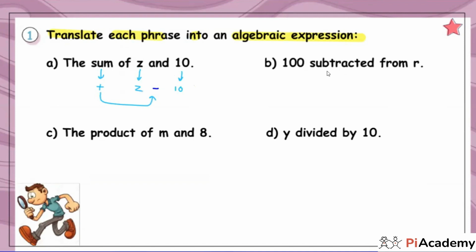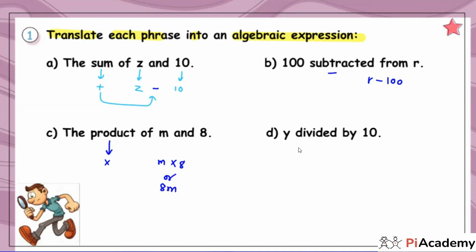Now let's say this one, 100 subtracted from r. They are talking about subtracted from r, right? It means r minus 100. Then what about c and d? Who is going to tell me? Okay, Nandita, can you please answer the c part? 8m. Okay, product. You got this word, right? Product means we have to multiply the variable and the number. So m and 8, they are talking about. So m times 8 we have to do, and you can say 8m, right?